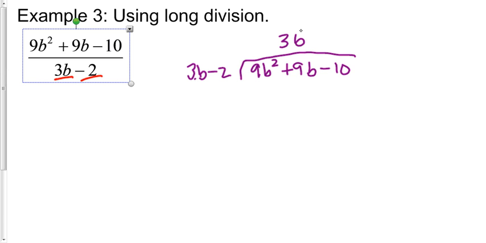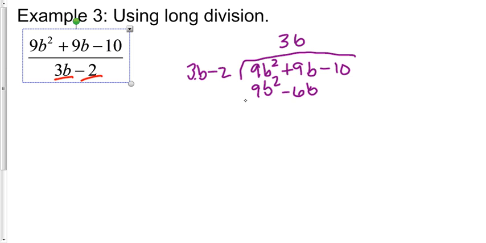3b times 3b is 9b squared. Write it out. We also have this negative 2 here, so now we're multiplying. 3b times 3b is 9b squared. Negative 2 times 3b is minus 6b.